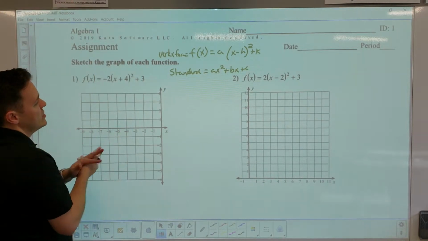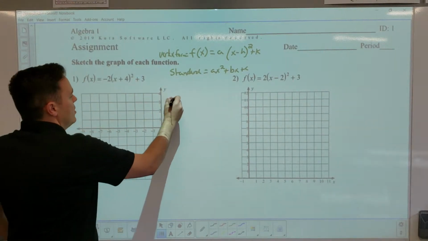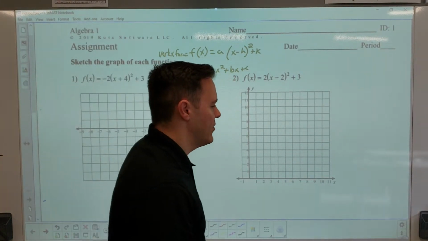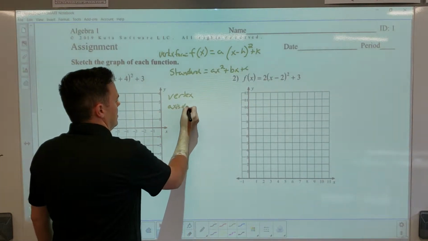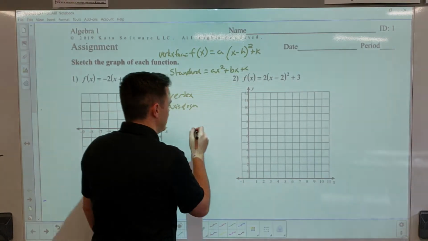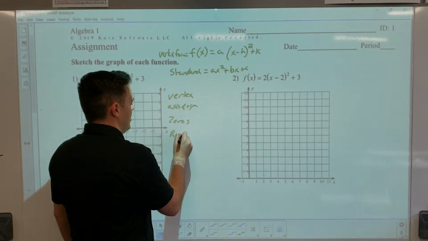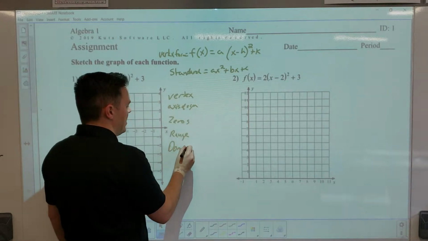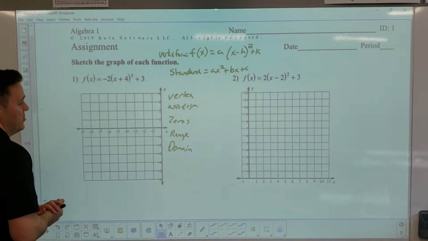So vertex form. I know what vertex form is on the h and the k, the vertex here. I've got the vertex, the axis of symmetry, the next one is the zeros, the range, and the domain. I will give you everything but the zeros. You're going to use decimals for zeros. I don't want to jump into decimals right now and do that.